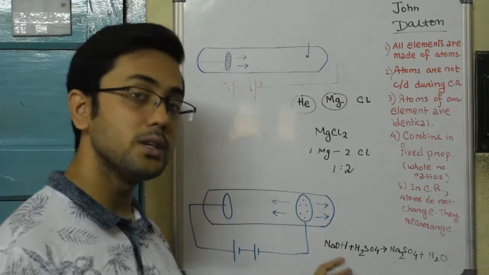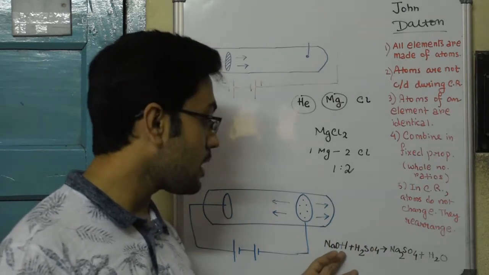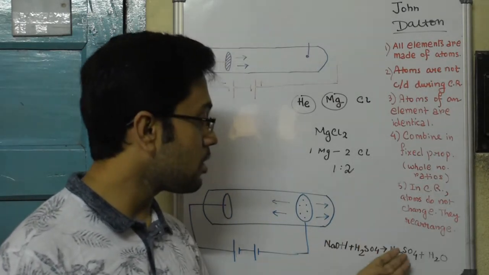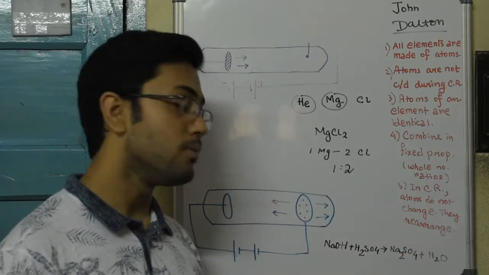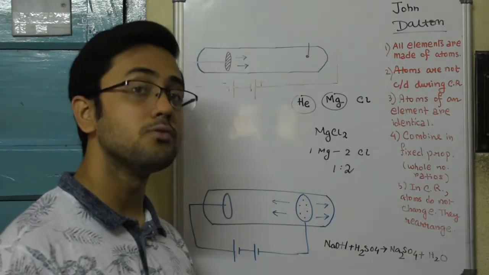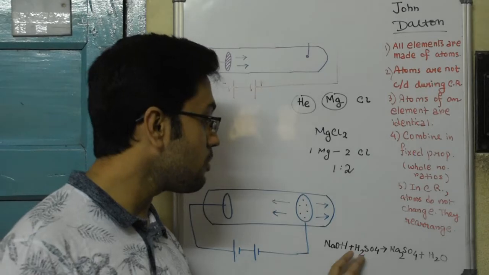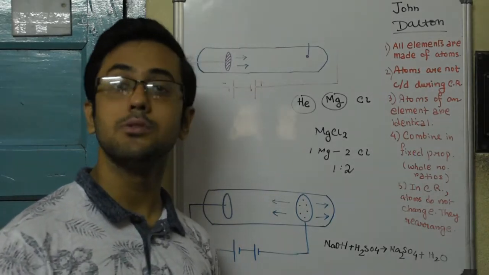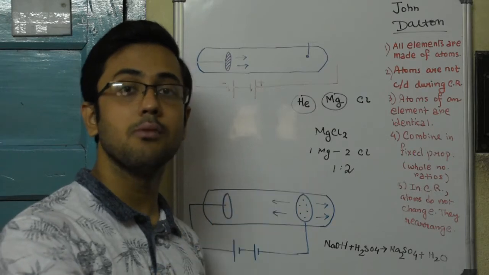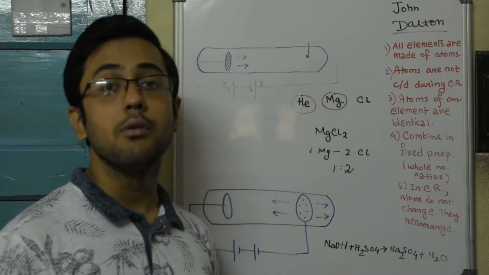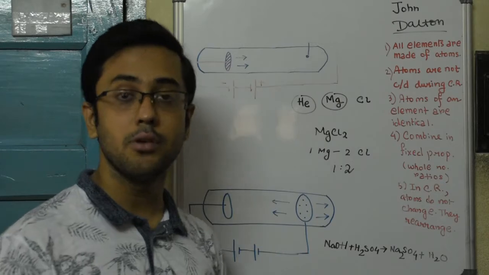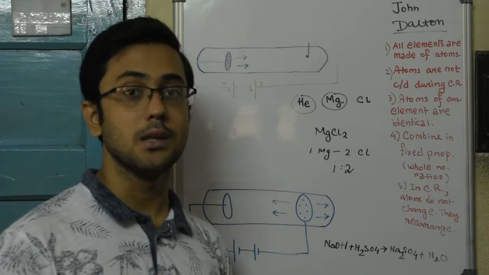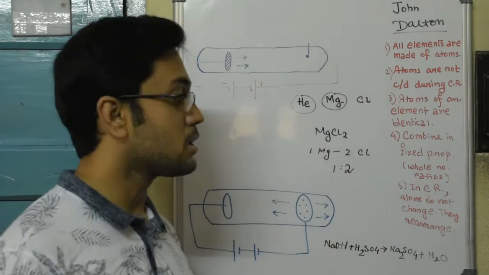The sodium atom, which was previously combined with the hydroxide group, has now gone on to combine with the sulfate group, and the hydrogen atoms which were previously combined with the sulfate group have now gone on to combine with the hydroxide group. So atoms do not change. A sodium atom does not become an atom of hydrogen, or a magnesium atom does not become an atom of chlorine, but they rearrange themselves. That can happen as per Dalton's postulates.